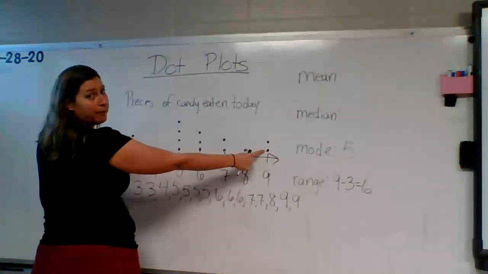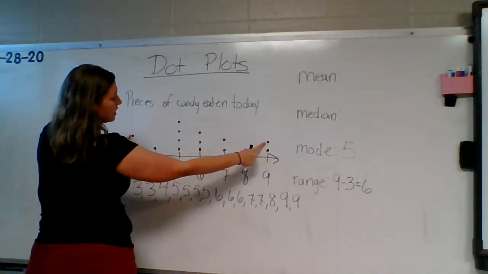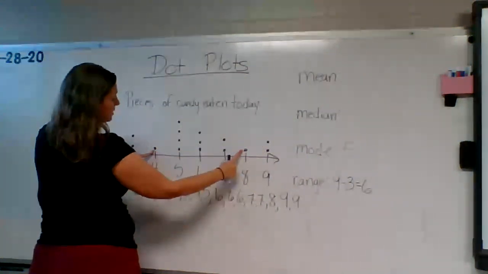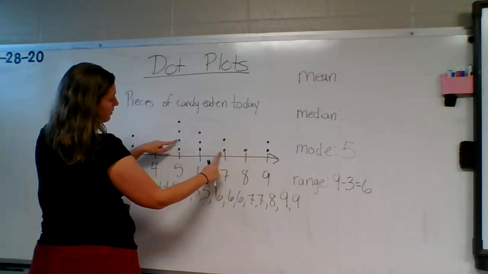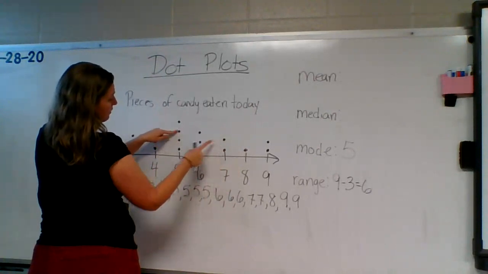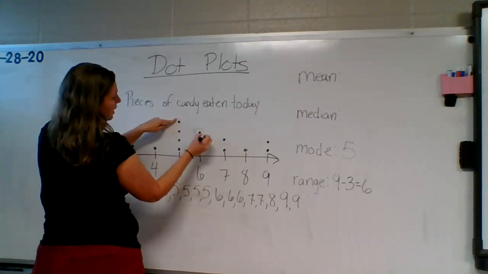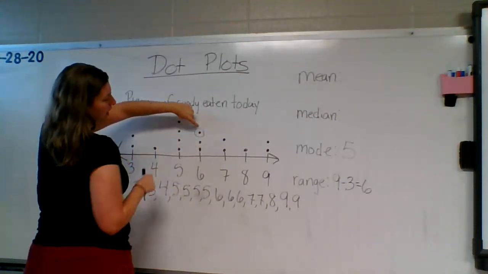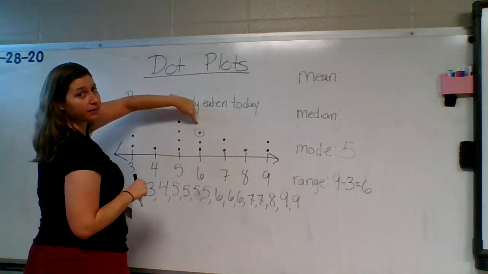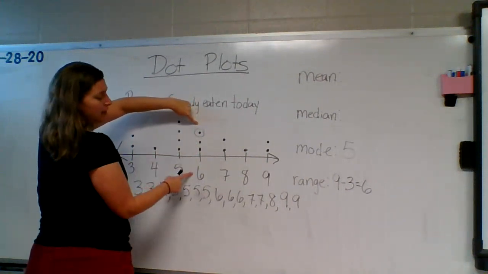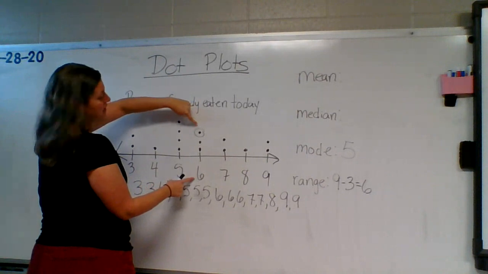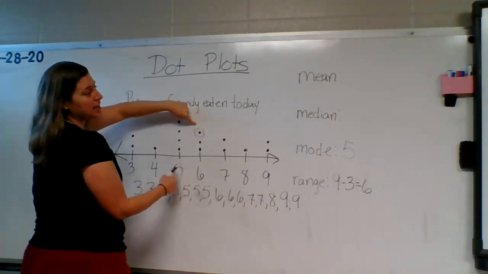The 3 and the 9 match. This 3 and this 9. 4 and 8. 5 and 7. 5 and 7. 5 and 6. 5 and 6. And so I have 1 dot left over that doesn't have a pair, and that is my median. So my median is going to be whatever number that dot is above. So my median is 6.